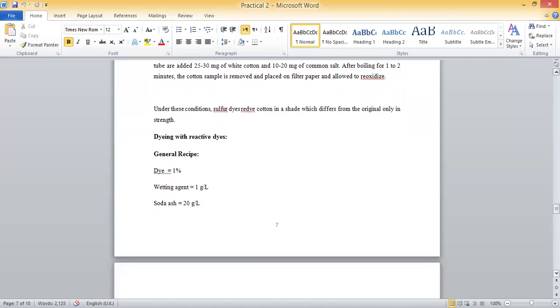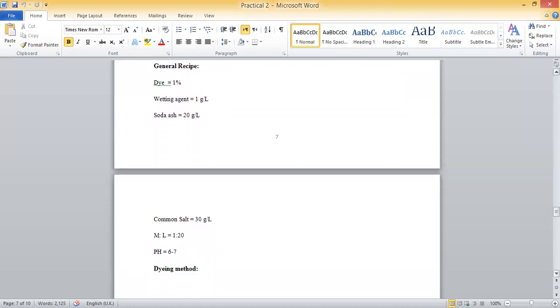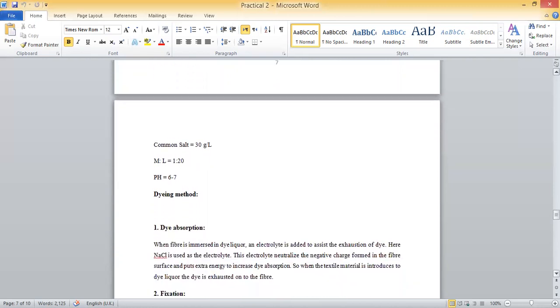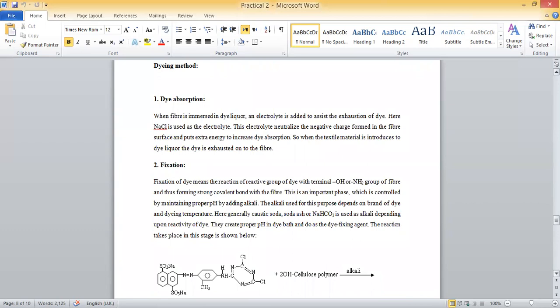Now we'll head towards reactive dyes. So a general recipe, which can also be stated with alterations, is given below. We'll head towards its dyeing method. Its dyeing method is very simple and comprises only 3 steps. First one is dye absorption. In this step, fiber is immersed in a dye liquor and electrolyte is added to it. The electrolyte used here would be NaCl.